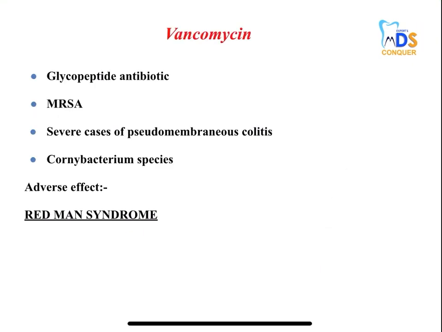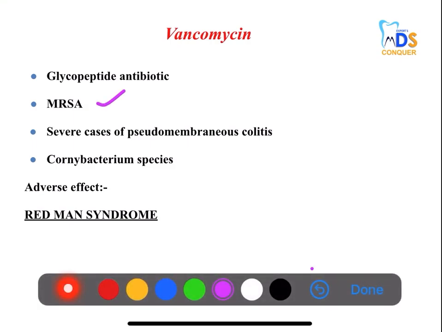Recently in your INICET, I think you got a question regarding MRSA, the drug of choice in MRSA, then you have to go for vancomycin, and also it can be used in severe cases of pseudomembranous colitis. The adverse effect is red man syndrome.